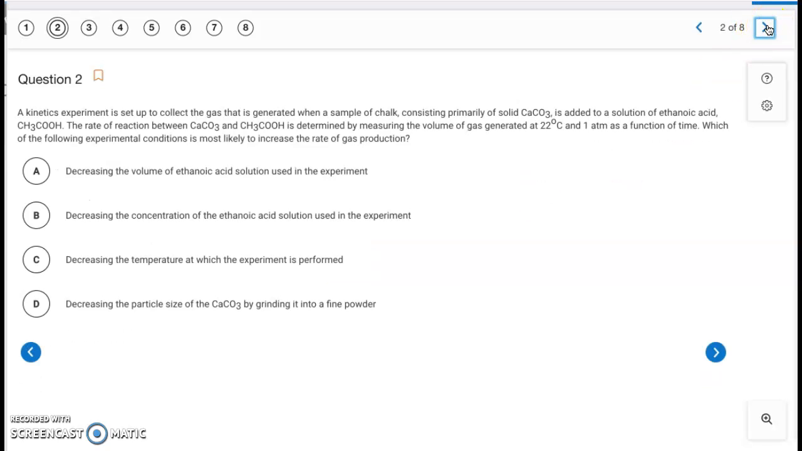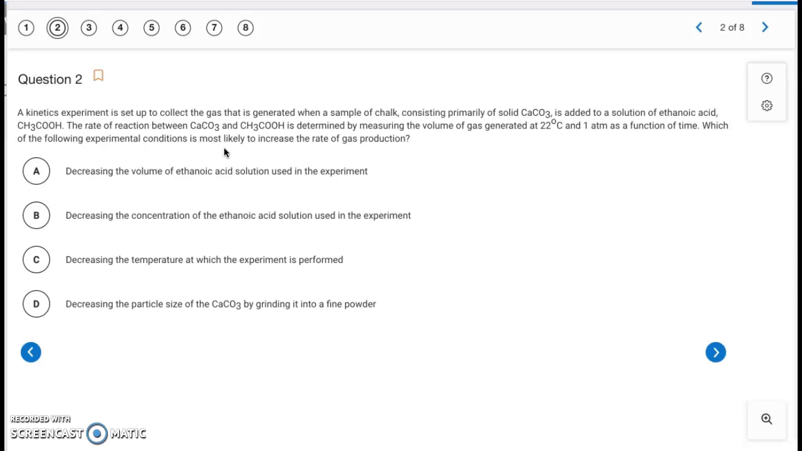Number two. We have a kinetics experiment set up to collect the gas that is generated when a sample of chalk consisting primarily of solid calcium carbonate is added to a solution of ethanoic acid. Ethanoic acid is CH3COOH. The rate of reaction between calcium carbonate and the ethanoic acid is determined by measuring the volume of gas generated at 22 degrees Celsius in 1 atmosphere as a function of time. All right, so all that stuff was just background information. This last sentence, that's what we really have to focus on. Which of the following experimental conditions is most likely to increase the rate of gas production?